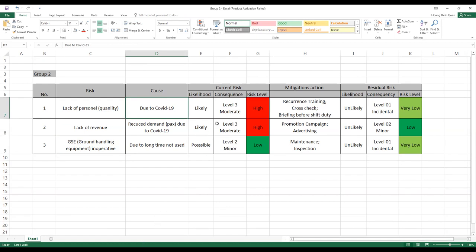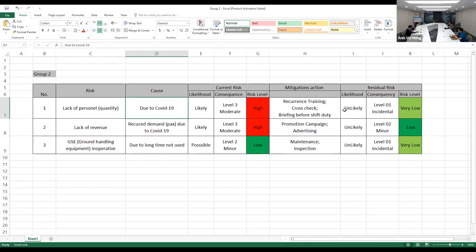The mitigation action is recurrent training for the staff. After recurrent training, when staff who have been away a long time come back to work, they will do a briefing before the shift, about the guidance and the procedure, before entering the shift. After the three control actions, we have a residual risk that is very low, with the likelihood unlikely and consequence level one, incidental. And this is risk number one.